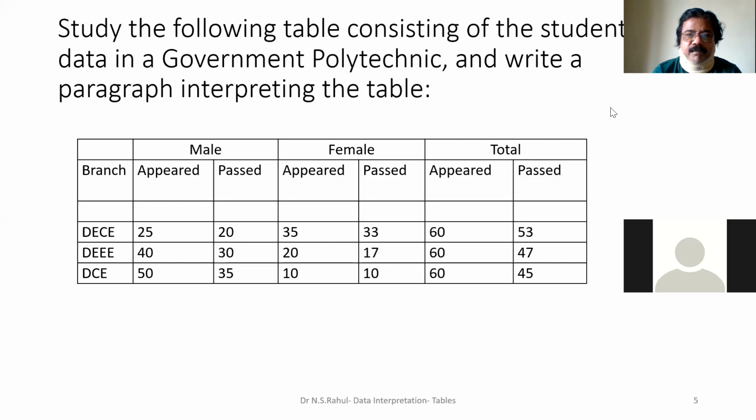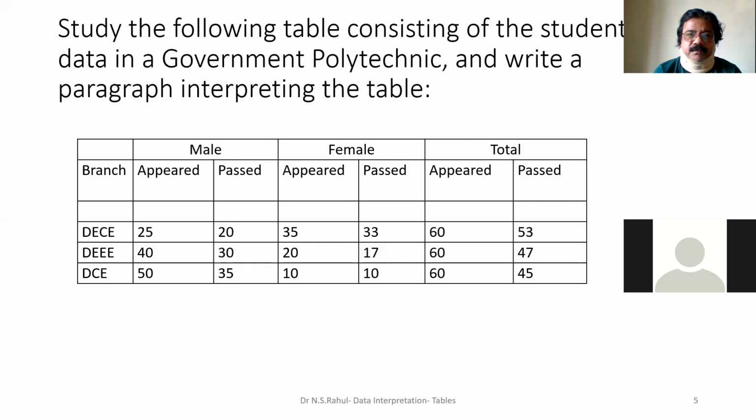The total students appeared for the exam from DECE branch are 25. Out of 25 students, only 20 male students have passed the exam. Coming to female students, 35 students have appeared for the exam. Only 33 students have passed the exam. Totally 60 students have appeared for the exam, and out of 60 students, 53 have passed the exam.